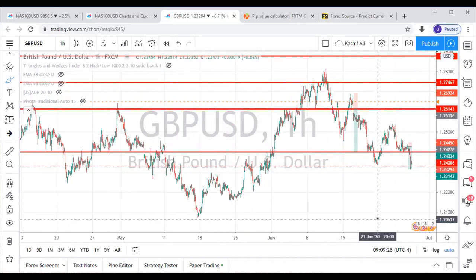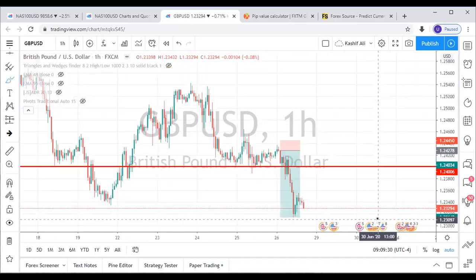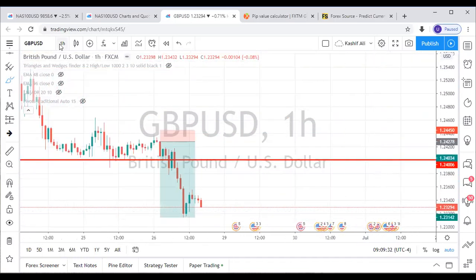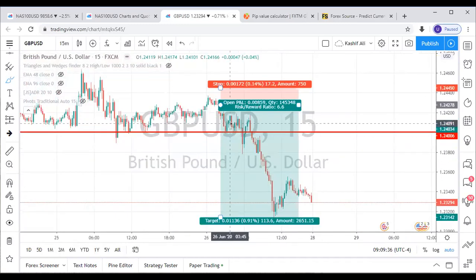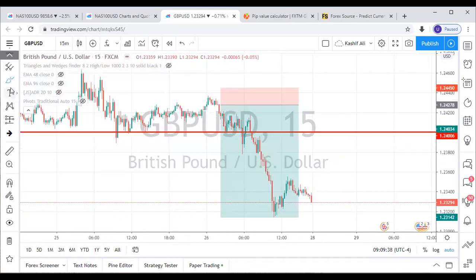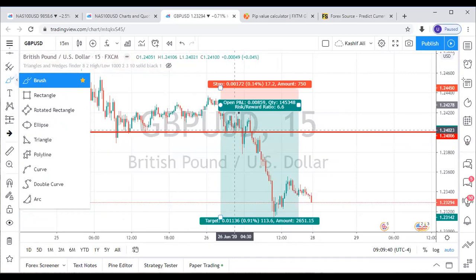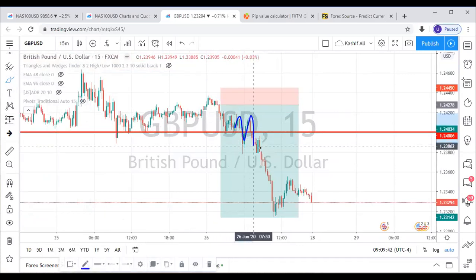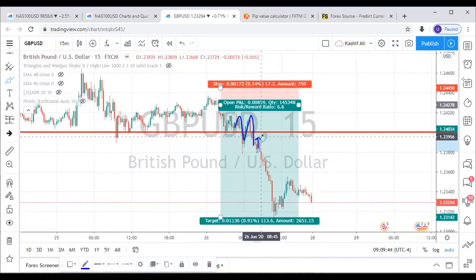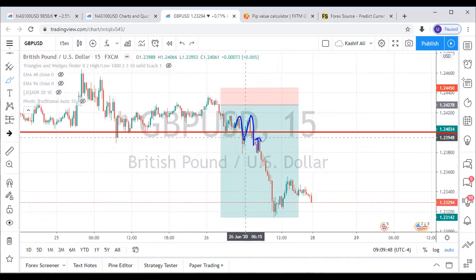But always make sure that you are following formations. Don't trade without formations and key levels. This fell from a key level. Just remember this. It could not hold this level, made an M formation, retested, and here you enter and it came down.